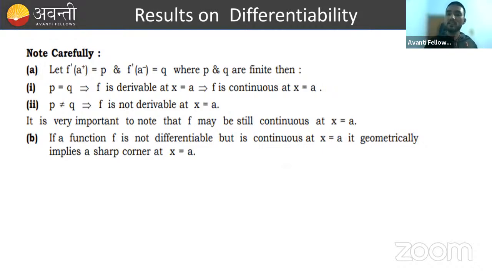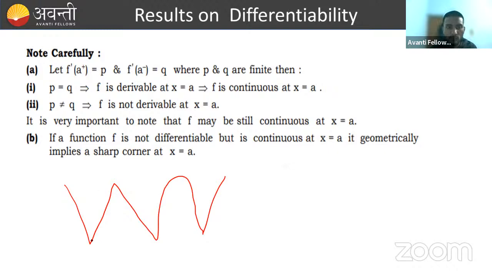If any function is continuous but not differentiable, then in the graph you will see so many times that there is a sharp turn, like this one. Suppose I am drawing this graph like this. So you can see there are so many sharp turns there, right? We will see some problems like that in the upcoming classes.